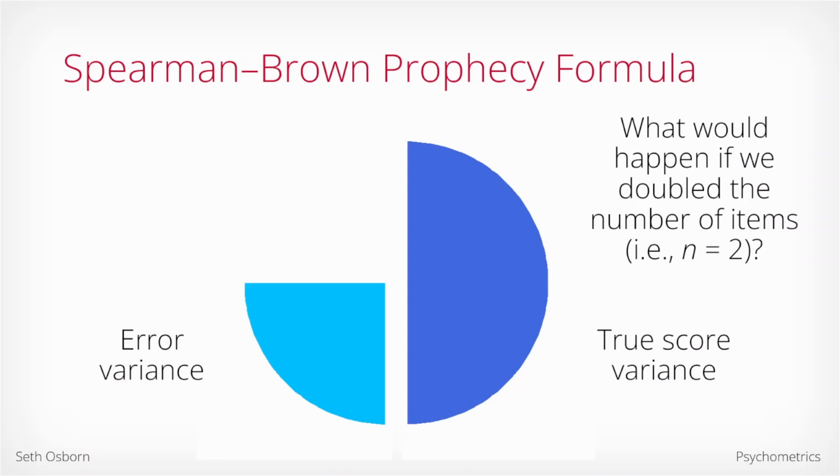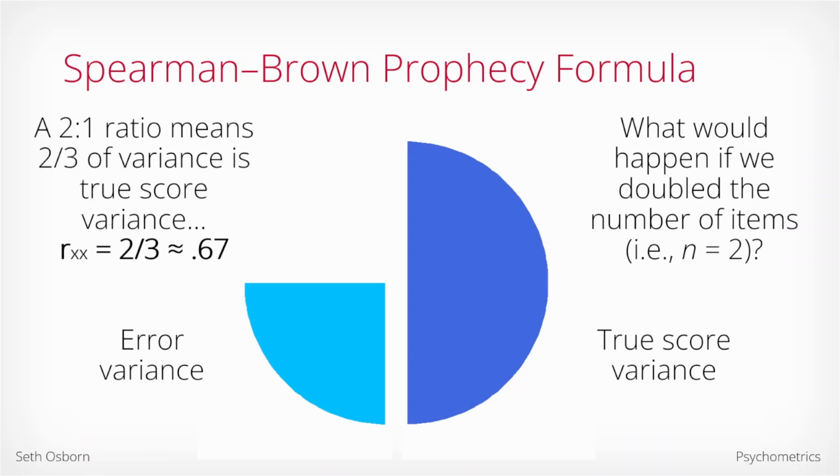That means our new reliability will be what? Think it through. Reliability is the proportion of variance attributable to true score, which is this part, this dark blue part. So after we double the test length, which cuts the error variance in half, the new reliability will be what?